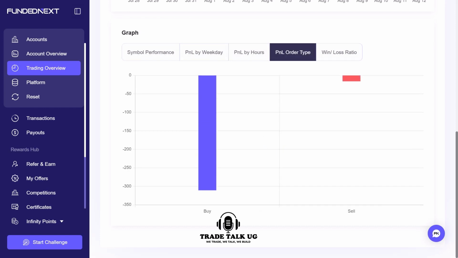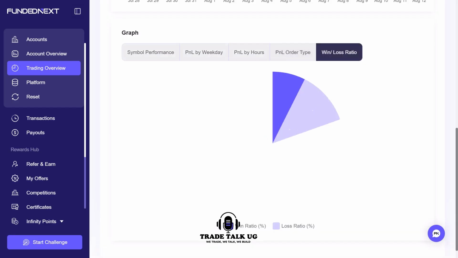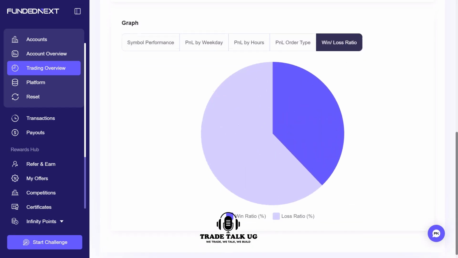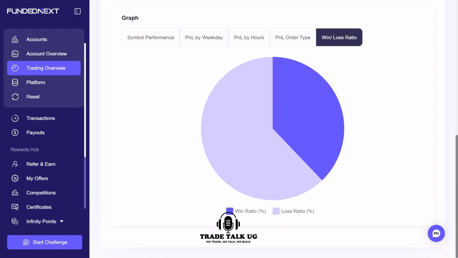Then order type, you can see in buys, the overall loss for buys, all the trades which I took, buy positions, they cost $326 drawdown, and the sells were only 17. So as if I was only focused on buying. That is the problem which I faced in this challenge. So you can see the win or loss ratio. This is very crazy. You can see that the win rate was 37.86% and the loss rate was 62.14%.